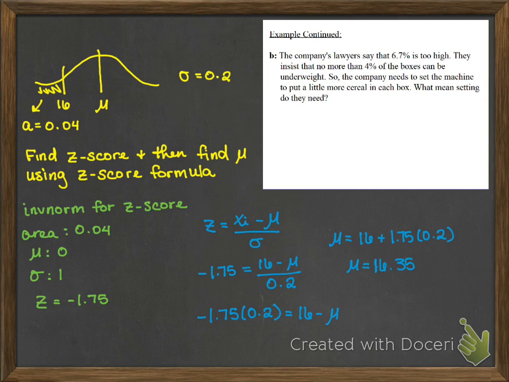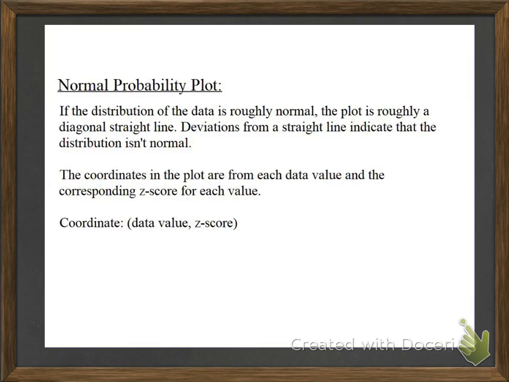So multiply the 0.2 over to the negative 1.75. And so we'll have negative 1.75 times 0.2 equals 16 minus the mean. So move everything over, get the mean by itself. We get the mean is 16 plus 1.75 times 0.2. So our new mean needs to be 16.35.